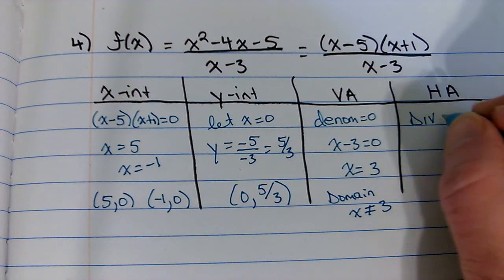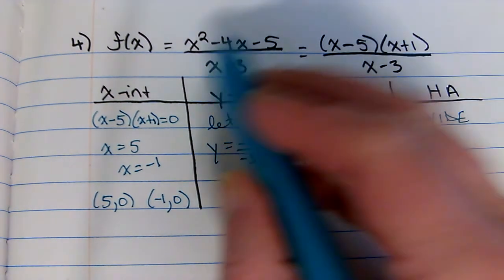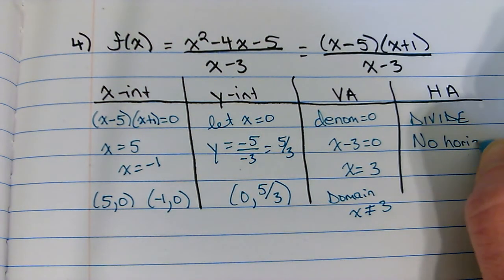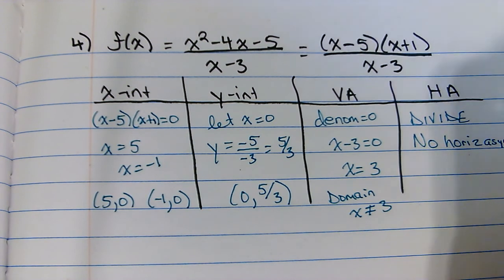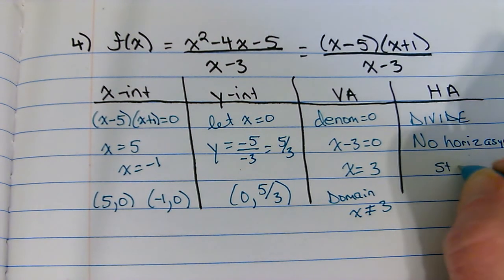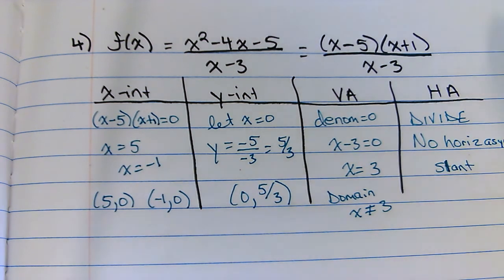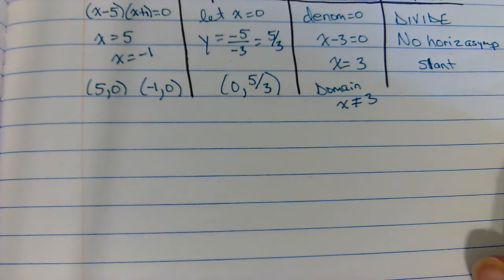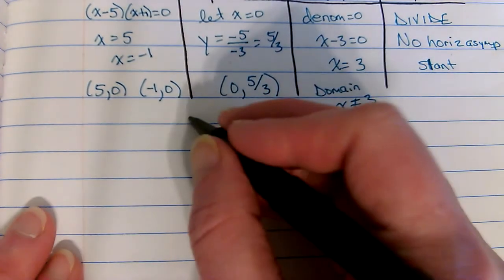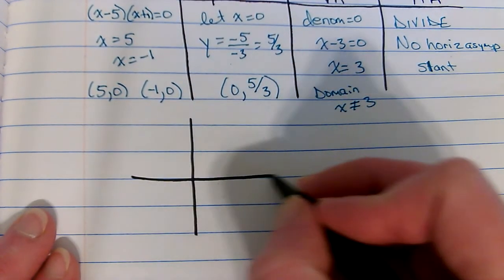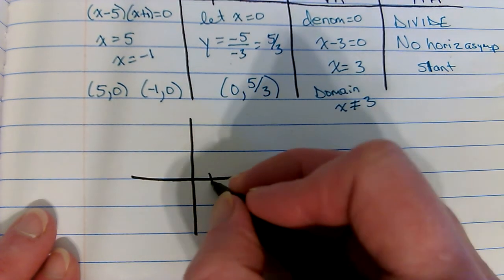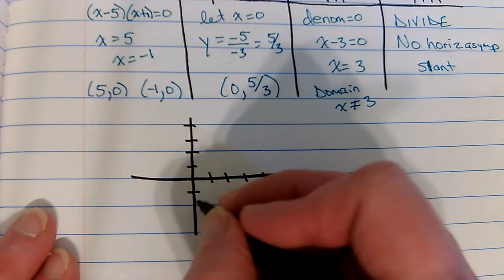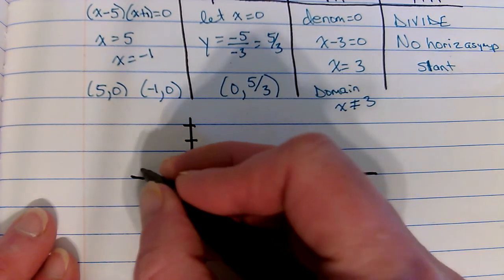Horizontal asymptote, this was divide. But since the numerator is bigger, there is going to be no horizontal asymptote. It's actually going to be a slant. And I wish I'd brought my graphing calculator home so I could show you these. You can always do them in Desmos and see what they look like. Just remember, in Desmos you want to put parentheses around everything.